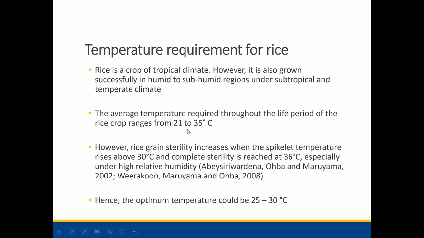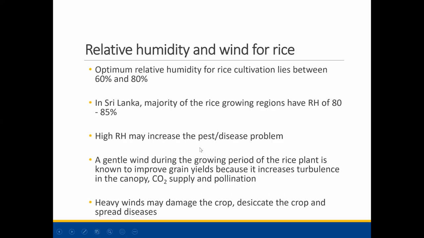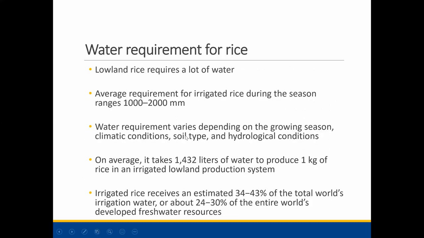There we said that there are some thresholds, and when it exceeds them it creates problems, especially during the flowering stage. It leads to sterility, and obviously the yield decreases. We also had a look at how relative humidity and wind affect rice growth and yield, and then the water requirement.